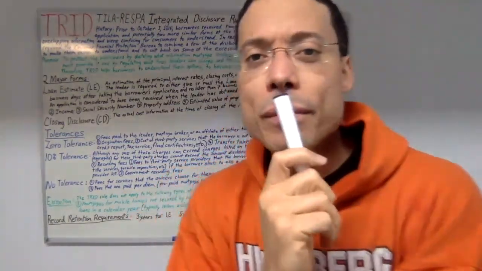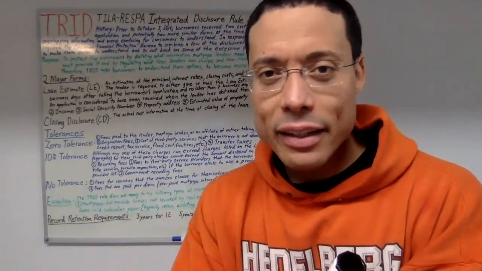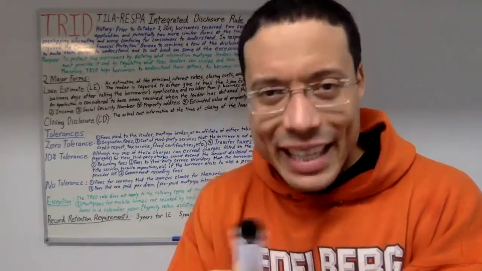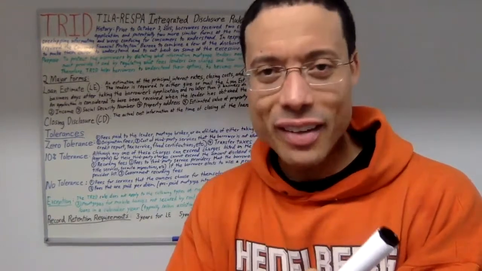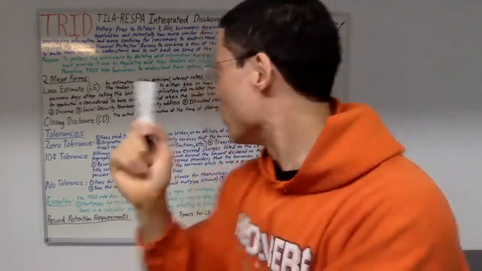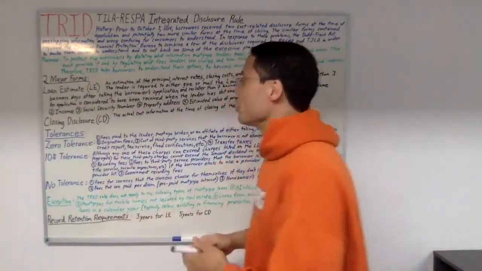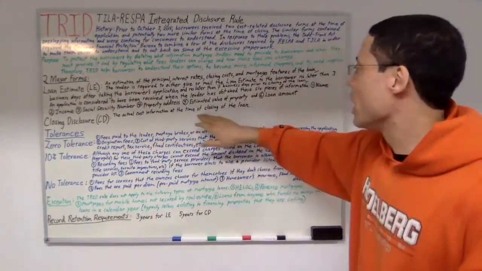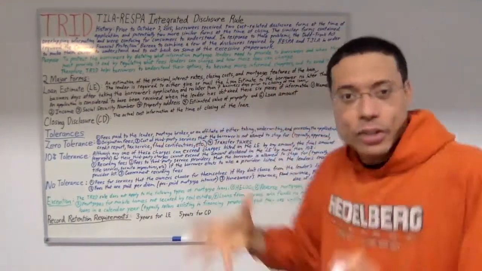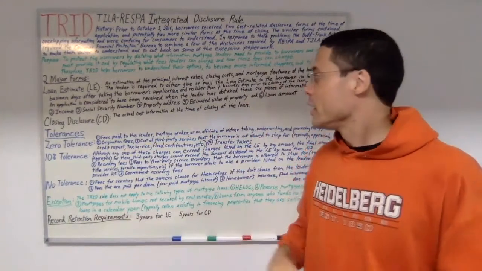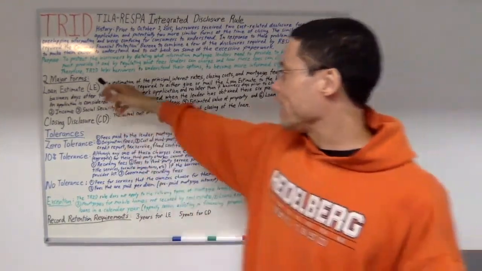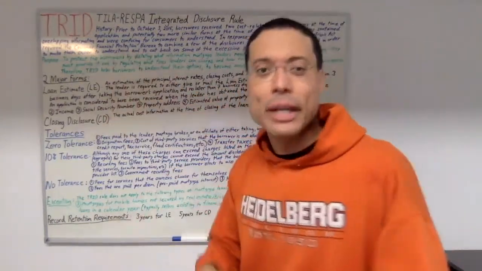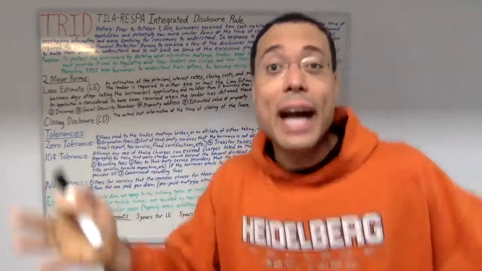So now we talked about the LE. Now let's talk about the CD, the closing disclosure. What is the closing disclosure? What is the CD? Well, the CD, the closing disclosure, is the actual cost information at the time of closing of the loan. It's the actual cost. So here's the thing, we have the LE and we have the CD. Now, ideally, they should be the same, but of course, often they're not, right?